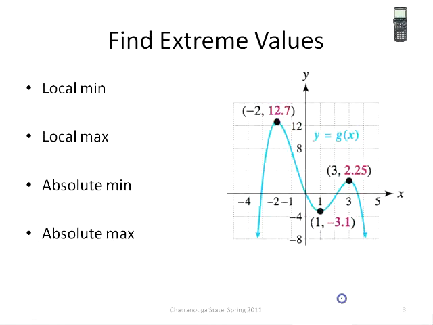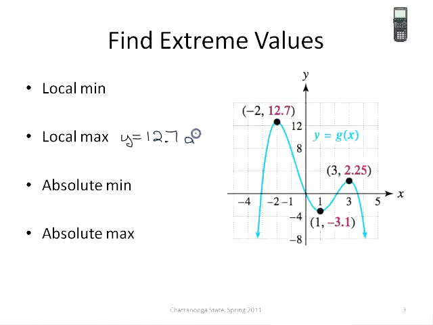Let's look at this graph and find the local minimum, maximum, and the absolute minimum and maximum. I'm going to just look at the graph and see what I can find here. I see that this high point here is going to be a maximum. So it's the highest point in its area. So I'm going to call this one of my local maximum points. The y value here is 12.7. So my local max is y equals 12.7.